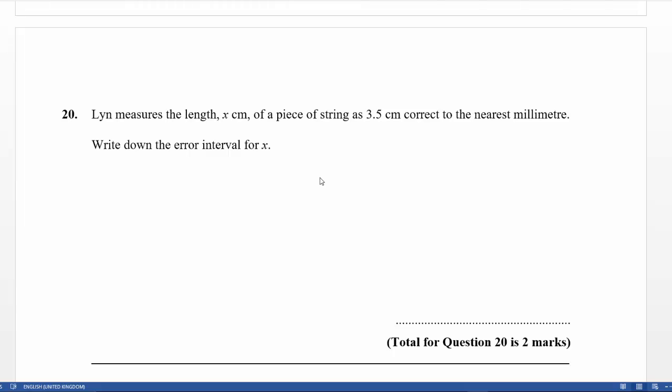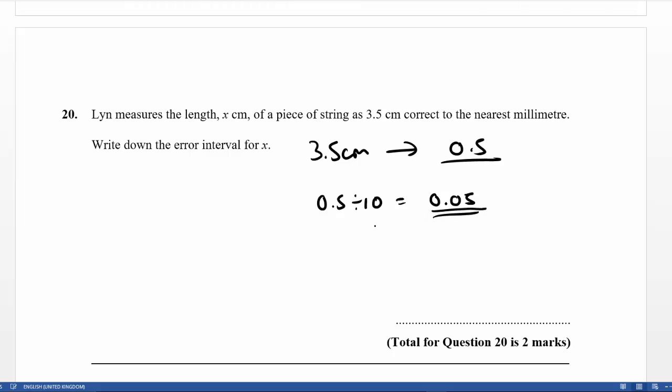Lynn measures the length x centimetres of a piece of string as 3.5 centimetres, correct to the nearest millimetre. Write down the error interval for x. Right, so we have 3.5 centimetres, of which part the 0.5 is your millimetres. What we're going to do is take 0.5 and divide it by 10. That's going to give me 0.05.